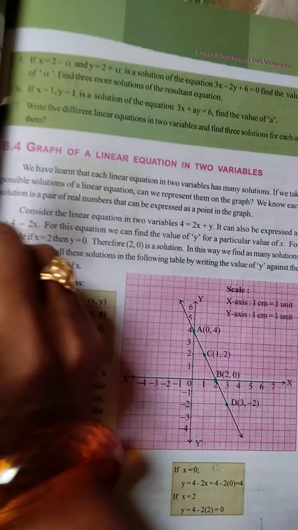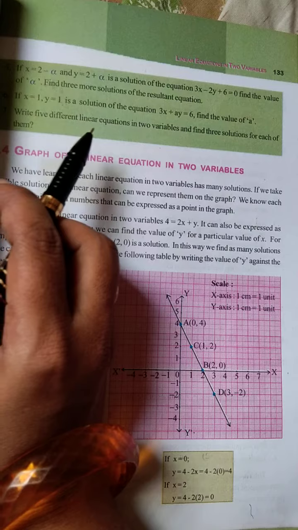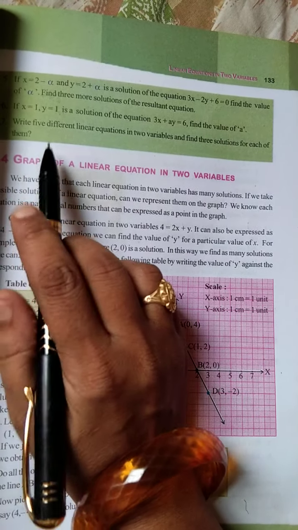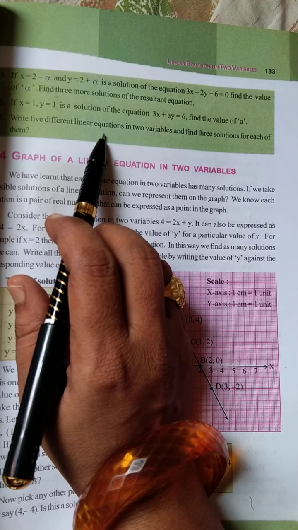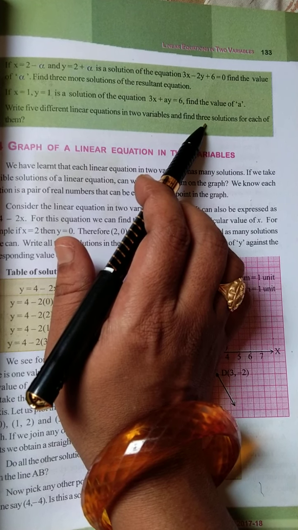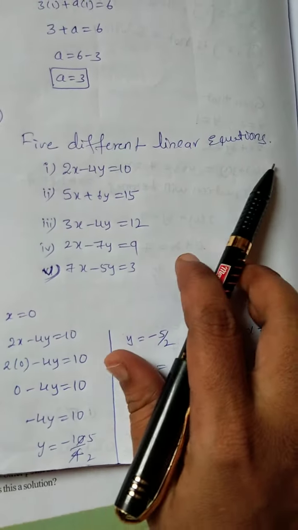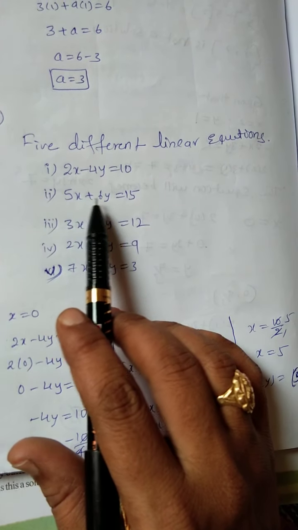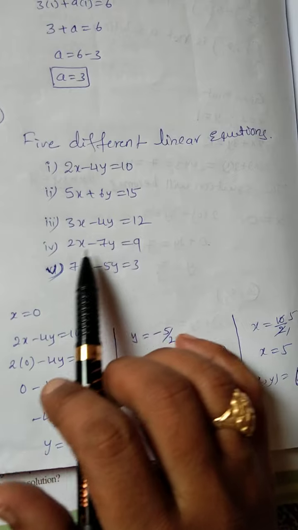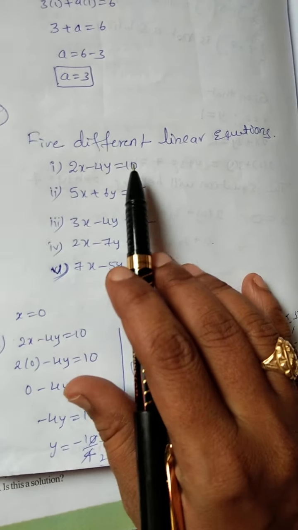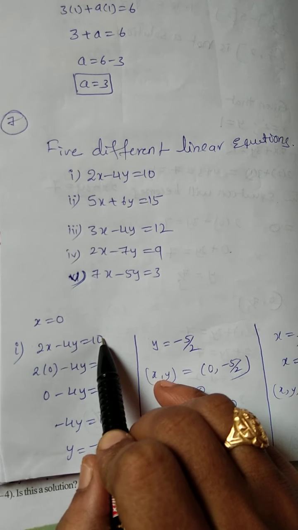Now, the similar seventh question: write 5 different linear equations in 2 variables and find 3 solutions for each of them. We need to take 5 different linear equations of our own, and for each linear equation we need to find 3 different solutions. First, we need to write 5 different linear equations. I took 5 different linear equations, which are 2x minus 4y is equal to 10, 5x plus 6y is equal to 15, 3x minus 4y is equal to 12, 2x minus 7y is equal to 9, 7x minus 5y is equal to 3.